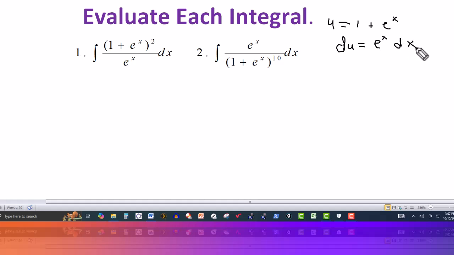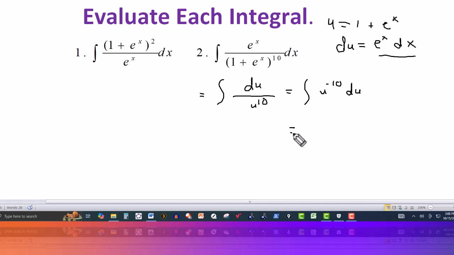Now we convert the integral to one involving the variable u. In the numerator we have e to the x dx. That's your du. In the denominator we have 1 plus e to the x, but that is u. That's u to the 10th. Let's rewrite this as u to the minus 10. Take it to the numerator, the sign changes for the exponent, and this will be du.